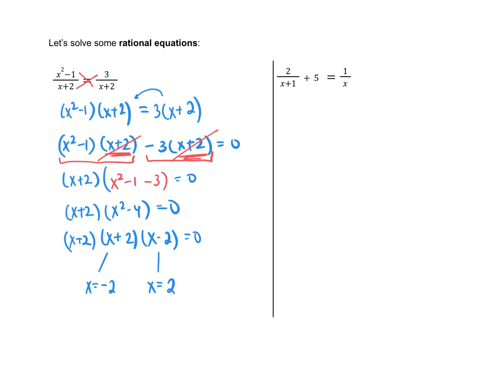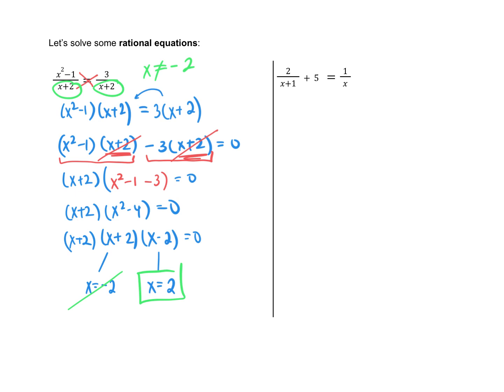Now, because this is a rational equation, there are some restrictions. Because my denominators had this x plus 2, x actually cannot equal -2 as a solution, so that one doesn't actually work, and our only answer is that x is equal to 2. And if we sub that in, the left side and the right side will match. Now let's look at our next one.